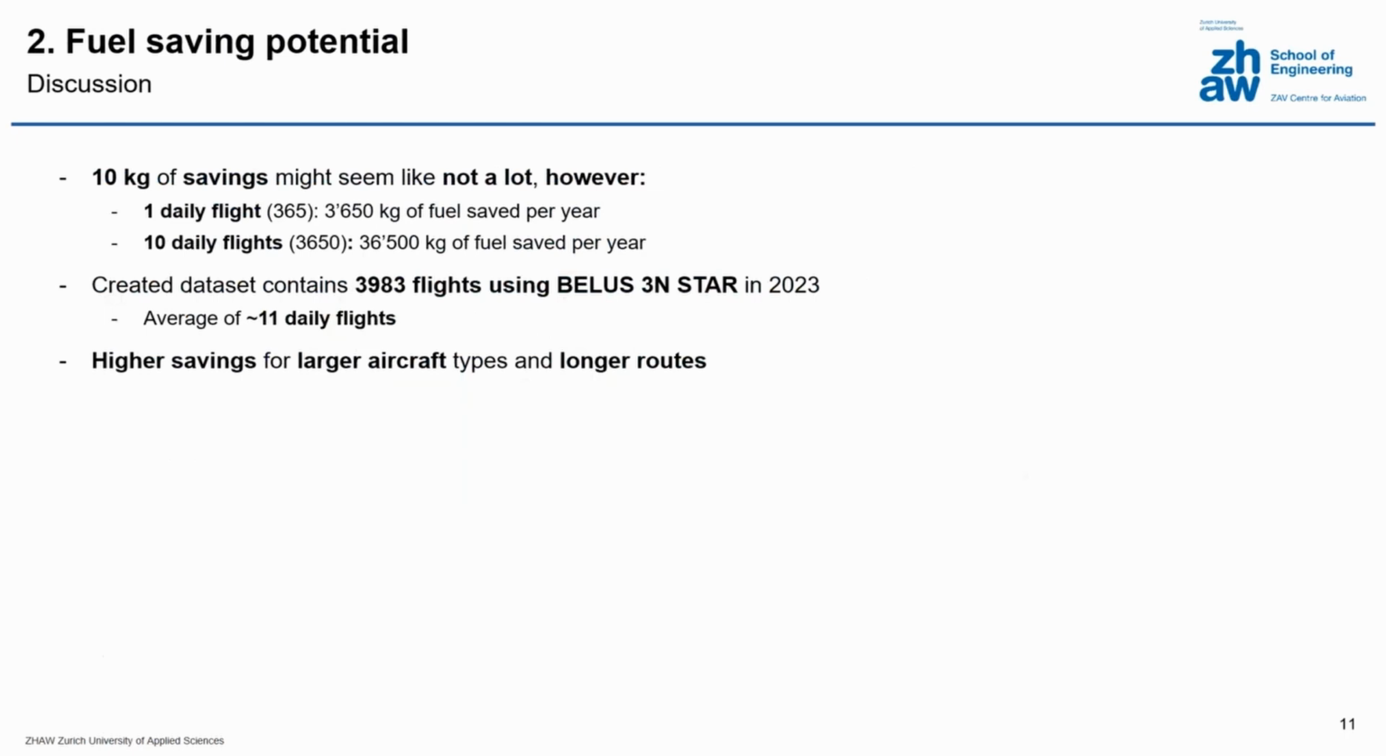And just as a reference, in the data set that we created for the first part of the analysis for Geneva, we had almost 4,000 flights using the Belus 3N star in the year of 2023. And that amounts to an average of 11 flights that use this star every day. And we also have to consider that here in this example, we use the short-haul flight of an Airbus A220, which is a rather efficient and small aircraft. And for larger aircraft and particularly also longer routes, the potential savings are even much greater.